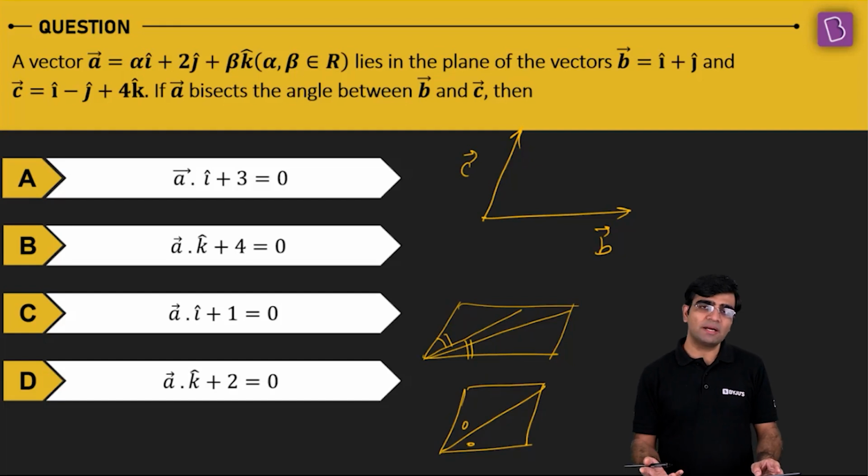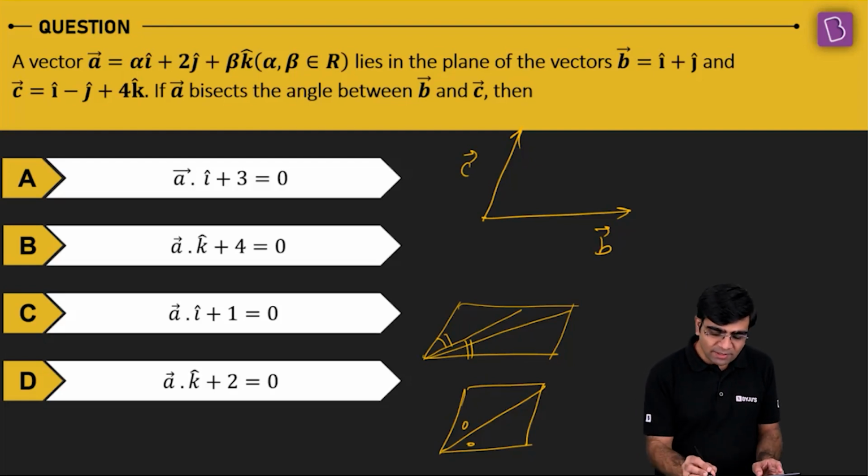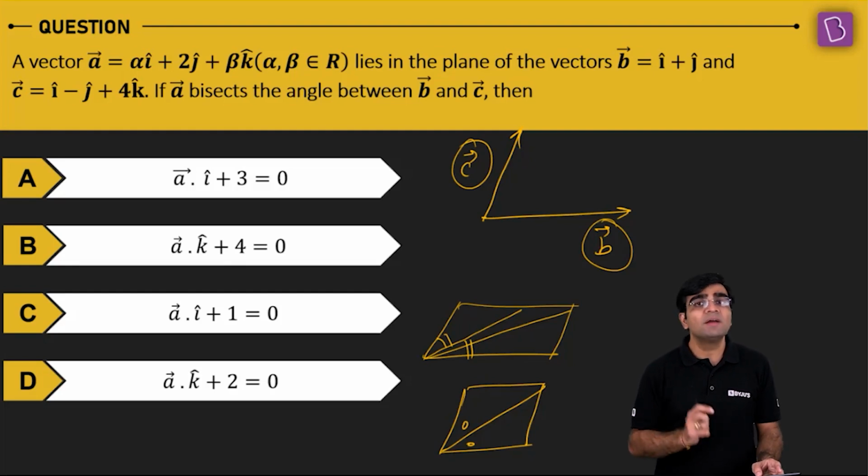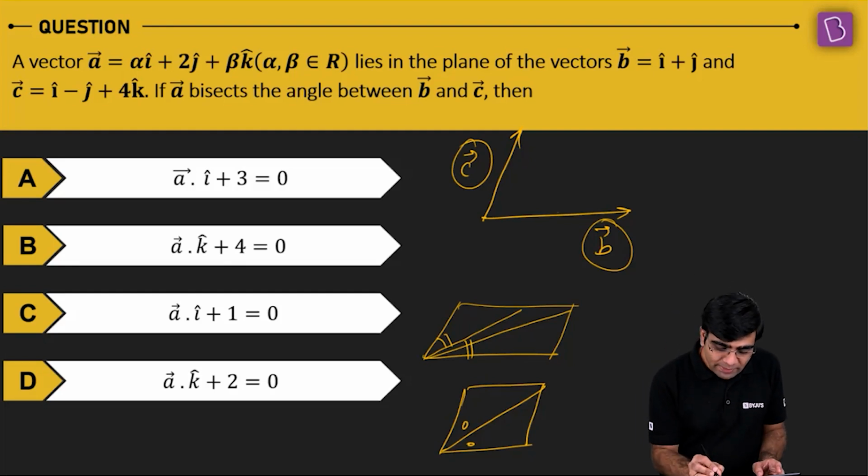We take advantage of that, because if I want the angle bisector, I want to create a rhombus. Rhombus means I have to have all the sides equal. But the problem here is that vector b and vector c have different magnitudes, so I can't have that. For that purpose, we take 1 unit of vector b, that is b cap, exactly, and 1 unit of vector c, that is c cap. And then we complete this rhombus.